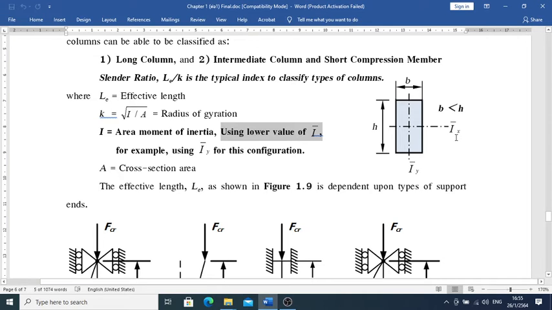So therefore, I sub x is equal to BH cubed over 12, and I sub y is equal to HB cubed over 12. So I sub y is going to be very small. Therefore, we're going to use I sub y for this configuration, for the calculation, or we might say that it's going to buckle in the y direction. The cross-sectional area is going to be A there.